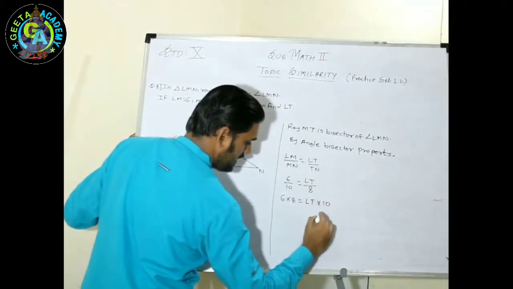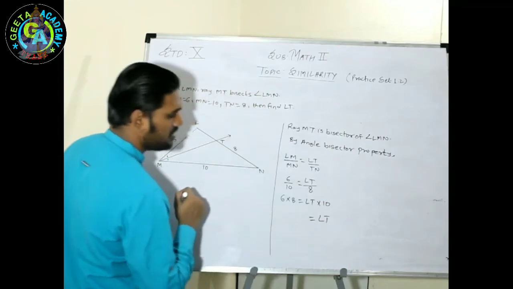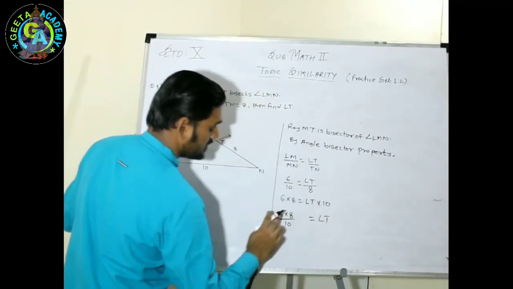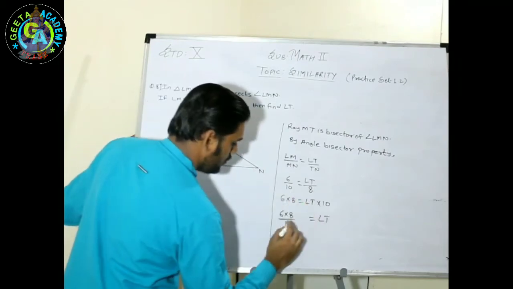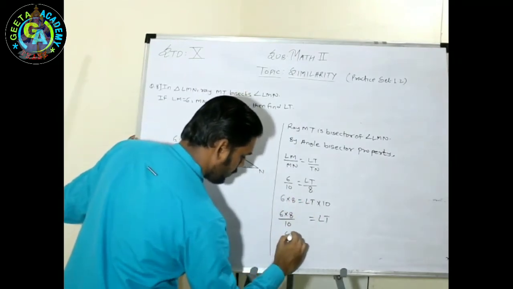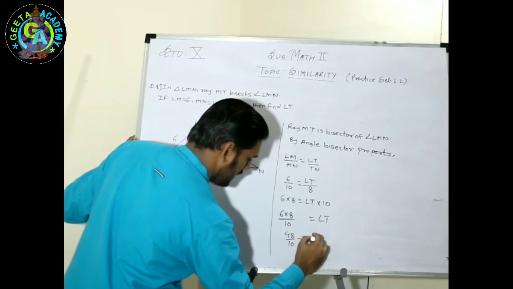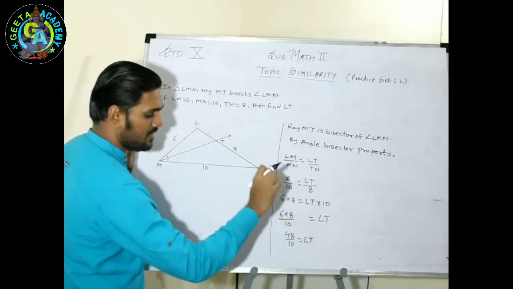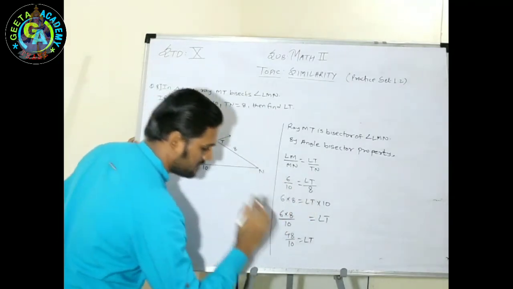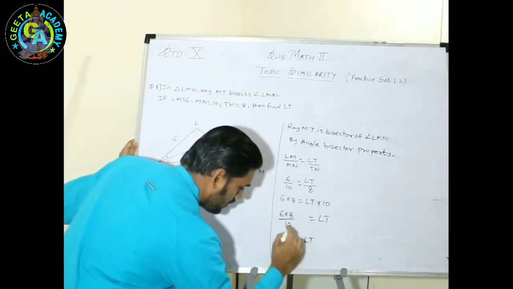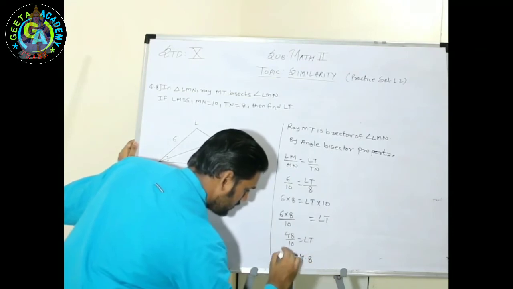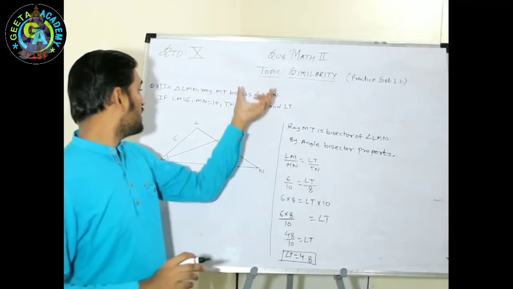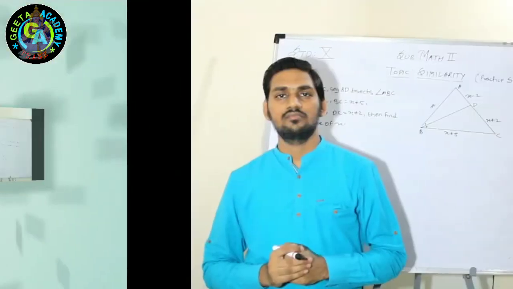Again we have to find the LT. It means we have to shift your 10. So it will be 6 into 8 upon 10. So 6 times 8 is 48 upon 10 is equal to LT. Now 10 cannot fully divide the 48, but it can divide and it will give a decimal point. So LT is equal to 4.8. So this way we got the value of LT as 4.8. I hope you all have understood your question number 8 also.